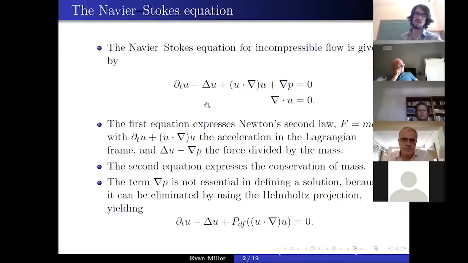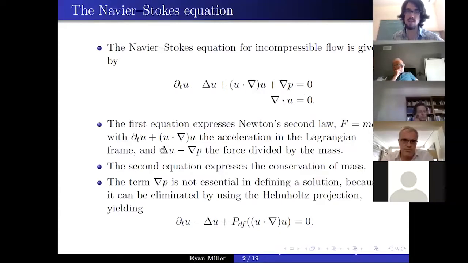So the Navier-Stokes equation is given by ∂_t u minus Laplace u plus u dot grad u plus grad p is zero. And we also have a constraint that the divergence of u is zero. These are the equations for incompressible flow where density is constant. The first equation expresses Newton's second law, F equals ma. So ∂_t u plus u dot grad u is the acceleration of the Lagrangian frame, and Laplace u minus grad p is the force divided by the mass.